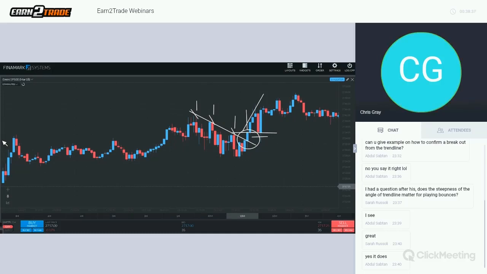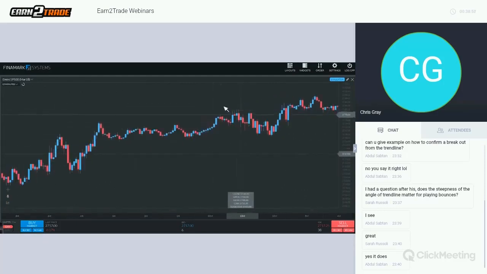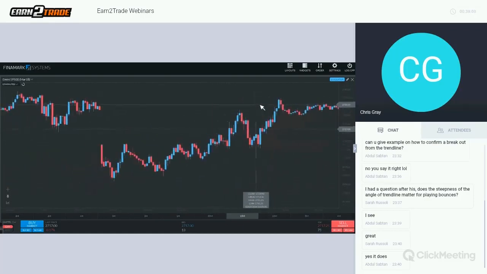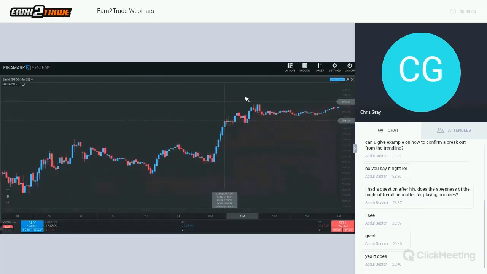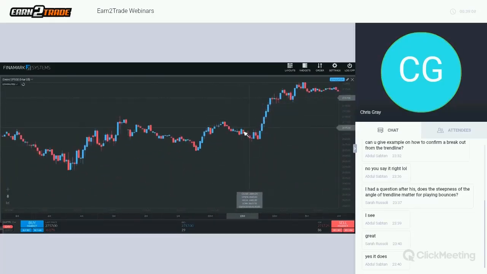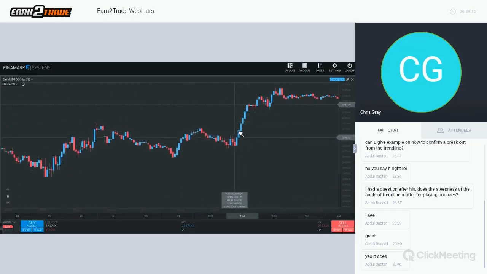Good stuff. I see we have another question in here as well. Sarah says, I had a question after his. Does the steepness of the angle of a trend line matter for playing bounces? Yes, it does. That's actually a good question because I didn't talk about that yet. Let me see if I can find a live example before I answer that. Hold on. That's a hell of a ride. I don't know if I want to use that as an example.